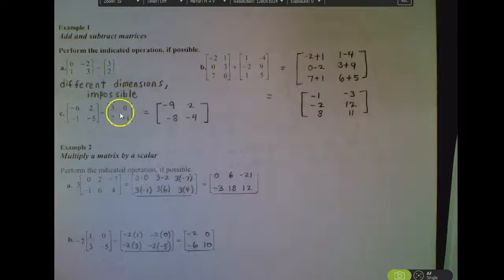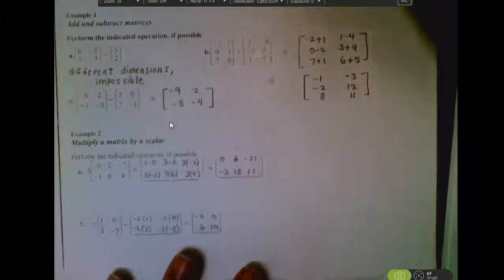But just like this one, we're going to match up the corresponding elements. And so I would do, again, -6 minus 3, and that goes in the top left. In the top right, we would do 2 minus 0, and that goes in the top right. And you just keep on going with that. So bottom left minus the bottom left, and that goes in the bottom left part of our answer. And so pretty basic with just adding and subtracting on those.